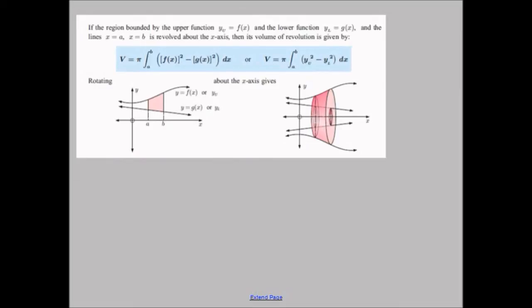Here's just showing how that formula works. It's basically the same volume formula, but we need to do this operation: the upper function squared, subtract the lower function squared, and then take its integral. So for example, we might have something like this. We've got this function that's a curve and this function that's a straight line. We want to rotate that, and this is what it ends up looking like.